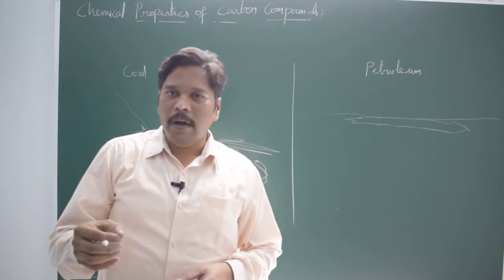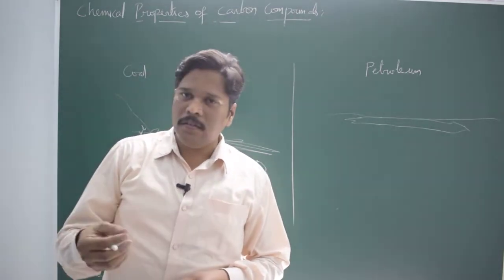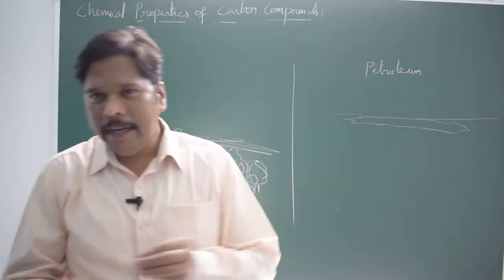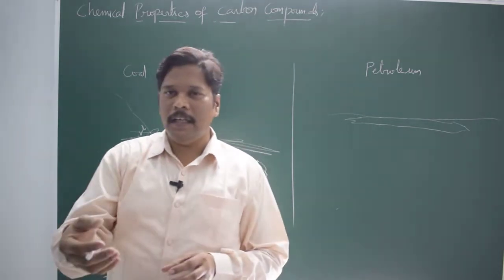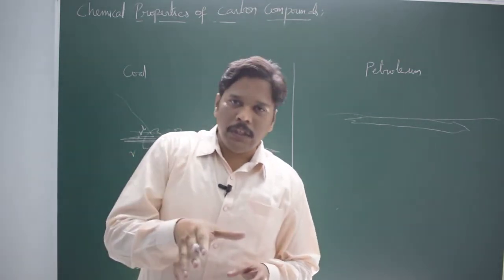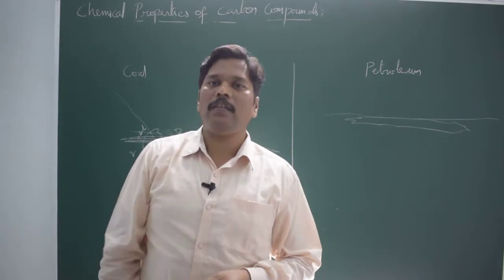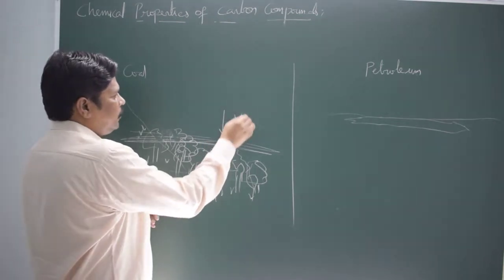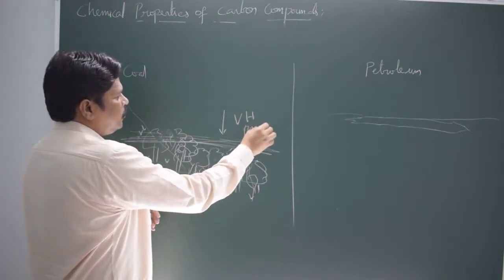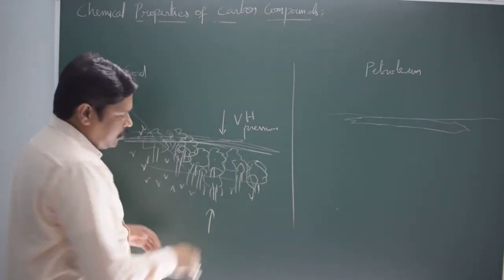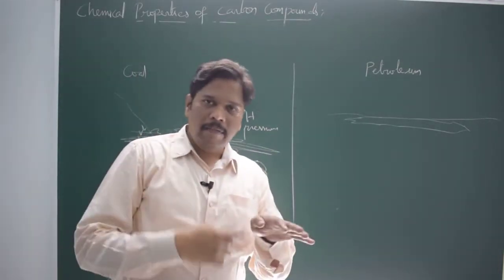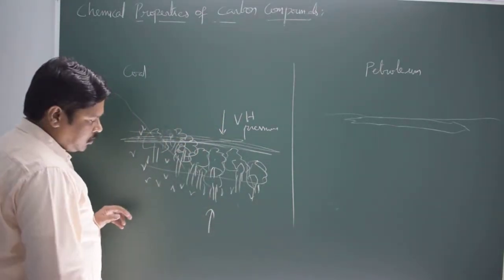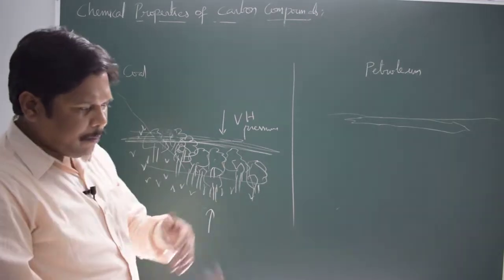So under what conditions? These are broken down. We don't directly call them decomposed, but they are broken down by anaerobic bacteria, those microorganisms which can survive in the absence of oxygen. So two conditions: one, very high pressure from the top, and as they sink below the layers of the soil, we have very high temperature from below the crust or from the upper part of the mantle.